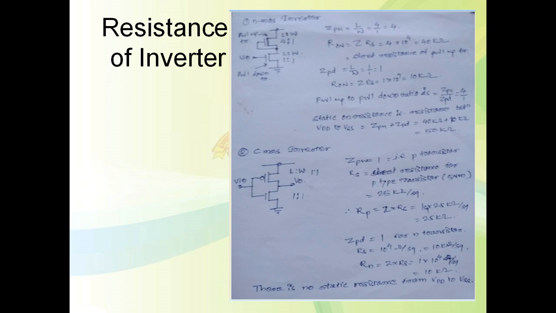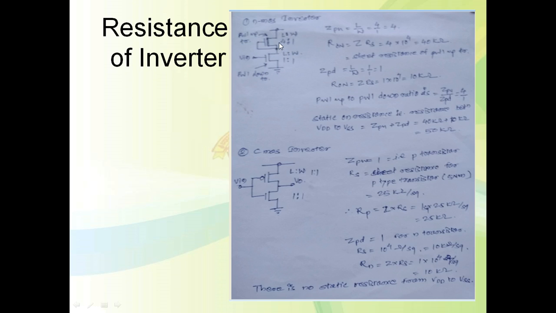Now we will see how to find the resistance offered by an inverter. You know that there are two types of inverters we have discussed, the NMOS inverter and the CMOS inverter. First we will see the NMOS inverter. In the NMOS inverter you have one pull-up transistor and one pull-down transistor. The pull-up transistor is an n-type depletion mode transistor, and the pull-down transistor is an enhancement mode transistor.